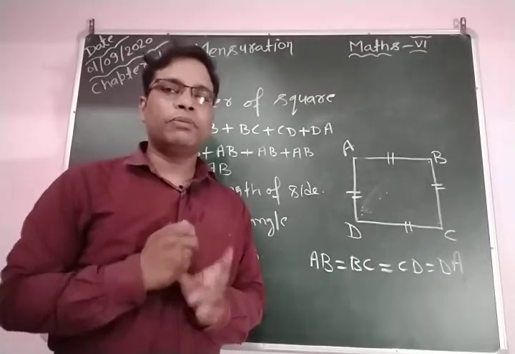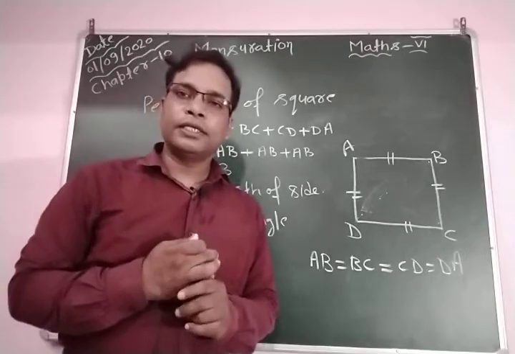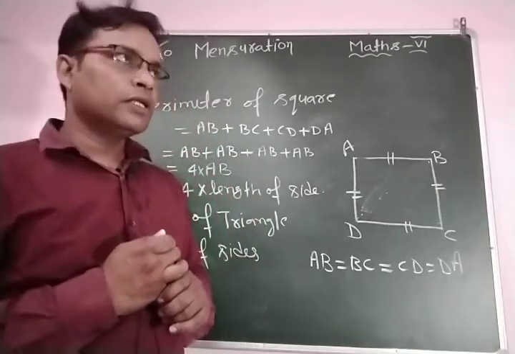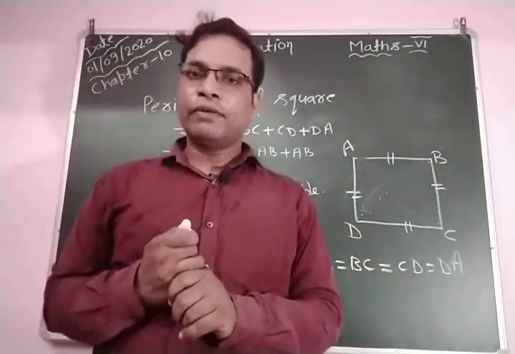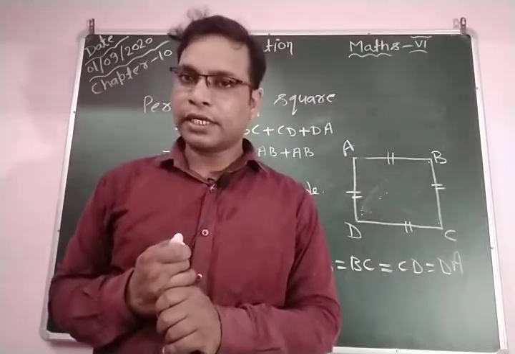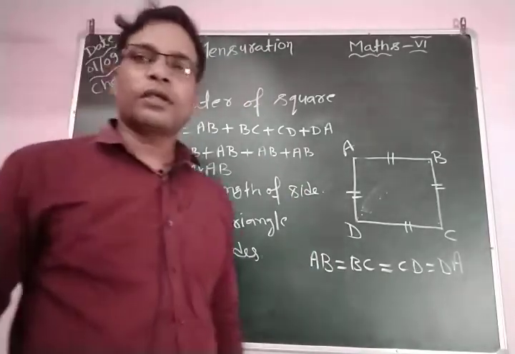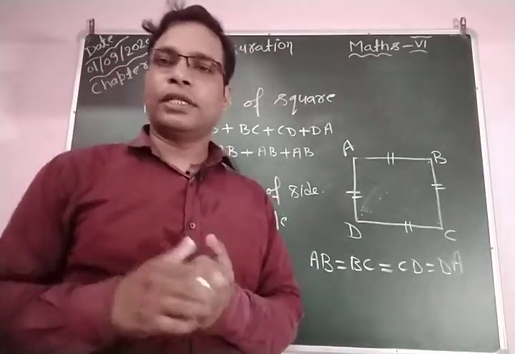Suppose the triangle is equilateral. So what is an equilateral triangle? I hope all of you know. In an equilateral triangle, all sides are equal. So we can say the perimeter is 3 into the length of a side.